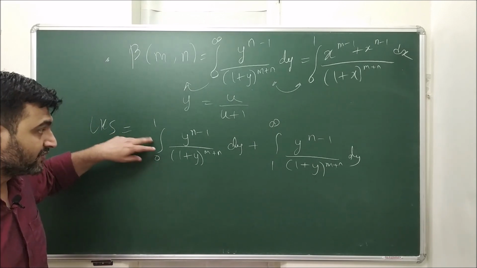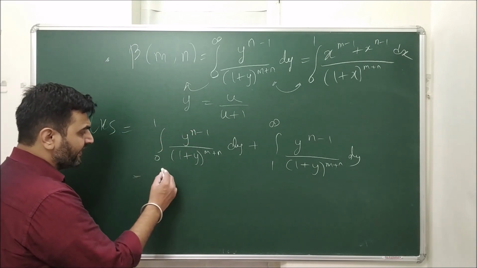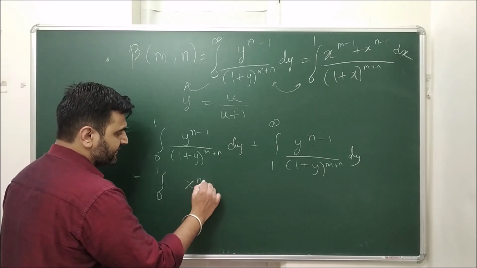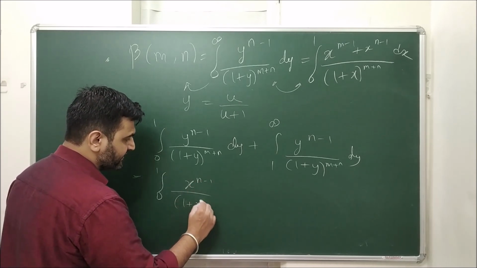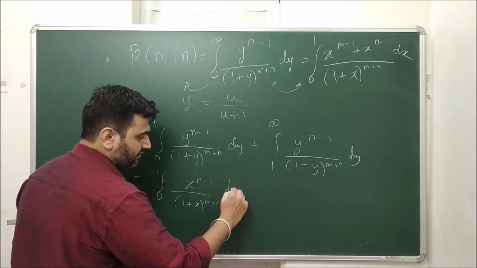Now here you have 0 to 1, so don't touch this. Simply replace your y by x. So when you replace your y by x, this is what you have: 1 plus x raised to m plus n dx.